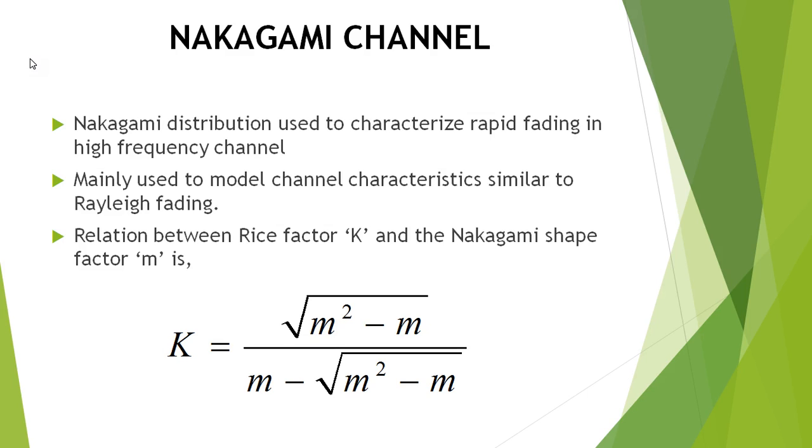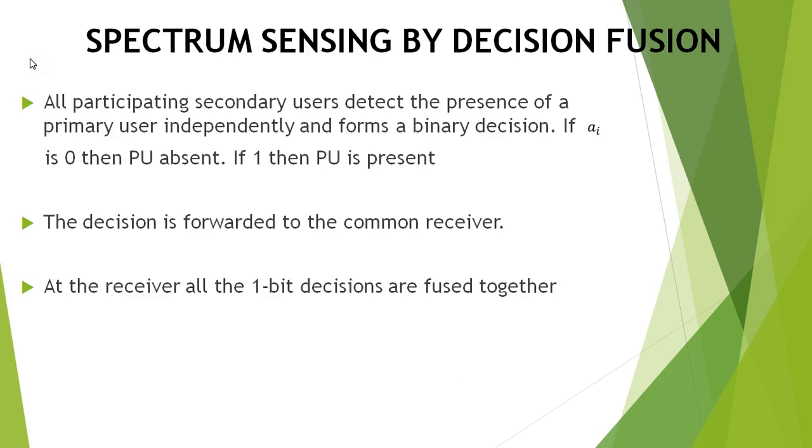Here we have defined a relationship between the Rician factor K and the Nakagami shape factor m. When m is 1, the Nakagami distribution becomes a Rayleigh distribution. When m is equal to half, it becomes a one-sided Gaussian distribution, and when m is equal to infinity, the distribution becomes an impulse, that is, no fading occurs.